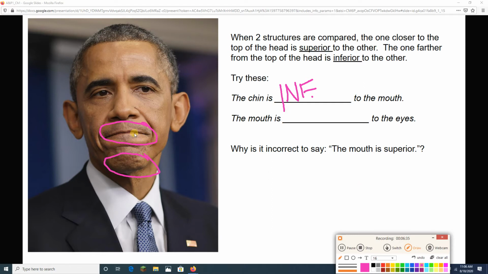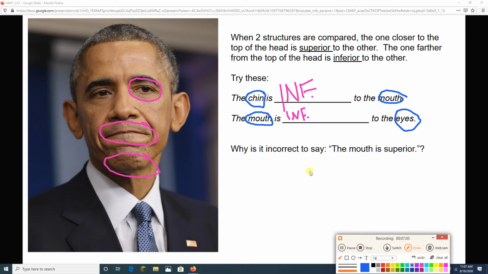Now, let's do another one. The mouth is blank to the eyes. Well, there's the mouth right there, and there's the eye right there. And so the mouth is also inferior to the eyes. Now, if we switch the position, like if we take chin and mouth and switch their position, well, then the mouth would be superior to the chin. The eyes would be superior to the mouth.